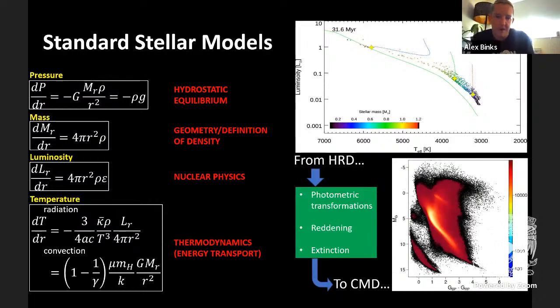Once we've gone from the Hertzsprung-Russell diagram to compare this with data, we need to make the right photometric transformations, account for any kind of reddening or extinction from various regions of the sky, to compare it on the observational plane, which is the colour magnitude diagram.